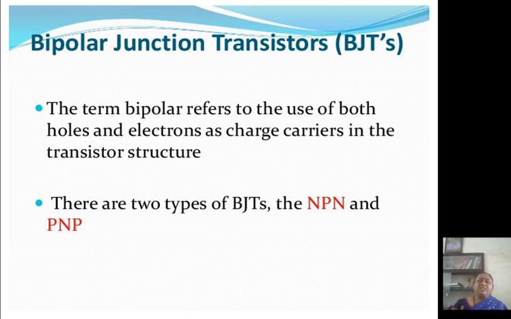Bipolar junction transistor, BJT. The term bipolar refers to the use of both holes and electrons as charge carriers in the transistor structure. There are two types of BJTs, the NPN and PNP.